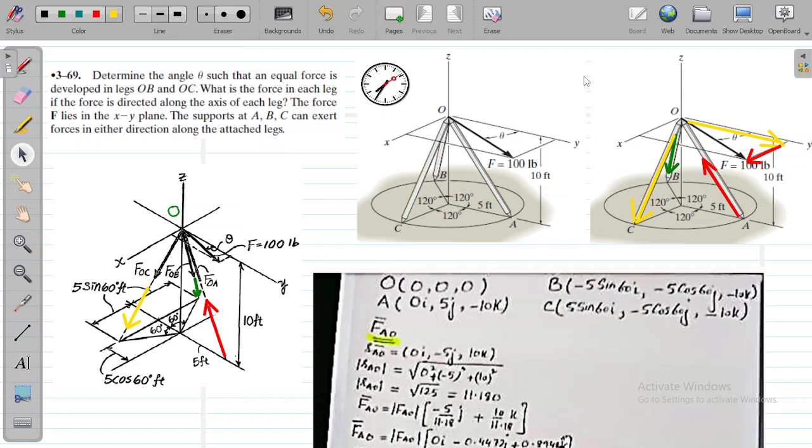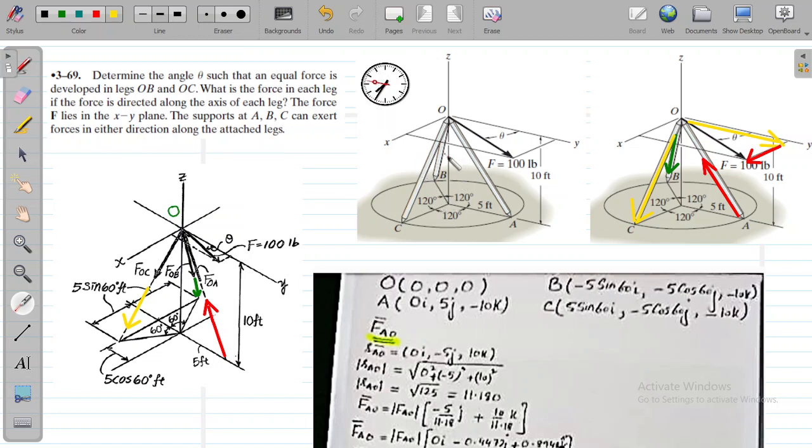Hello everyone. Let's start with a numerical, which is three-dimensional in nature, and the numerical belongs to a system in which we have got three forces acting in a 3D plane. The numerical states that you need to determine the angle theta such that an equal force is developed in legs OB and OC.